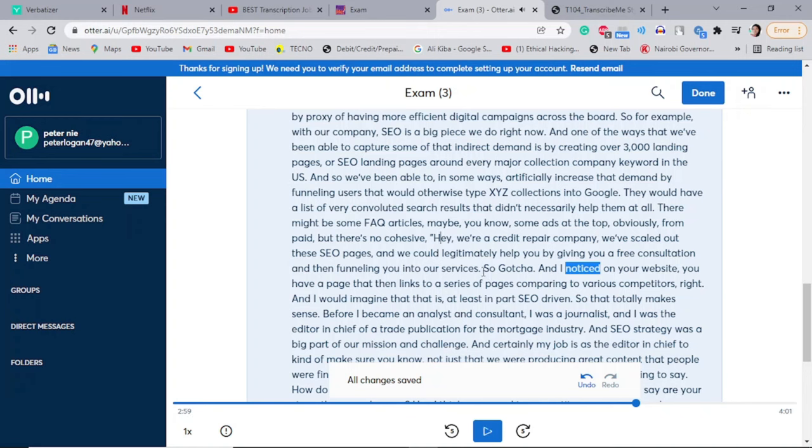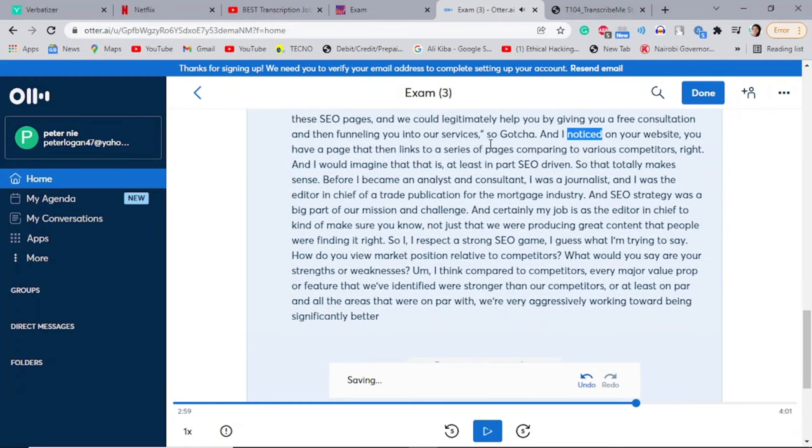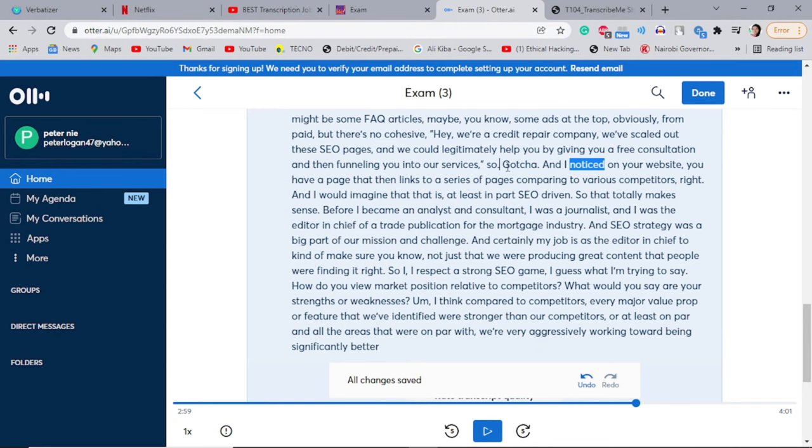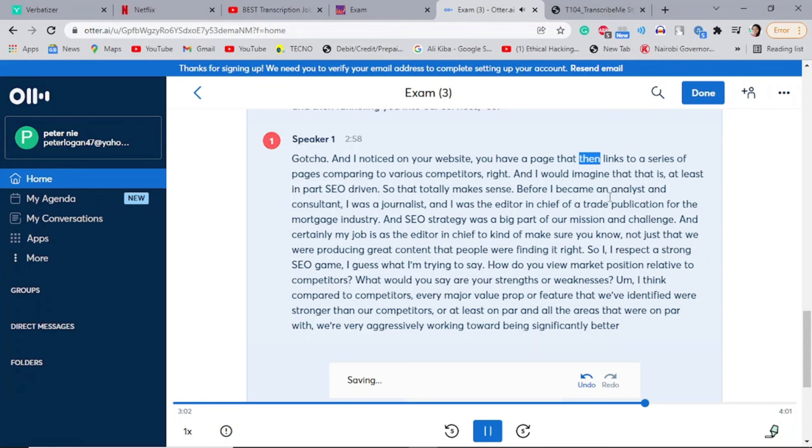So. Gotcha. And I noticed on your website, you have a page that then links to a series of pages comparing to various competitors, right? And I would imagine that that is at least in part SEO driven. So that totally makes sense.